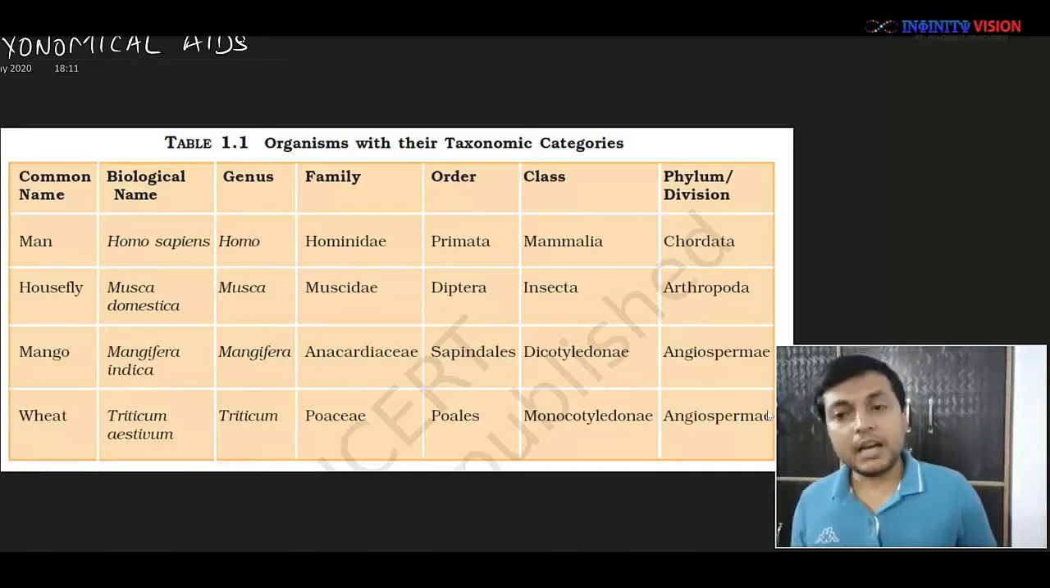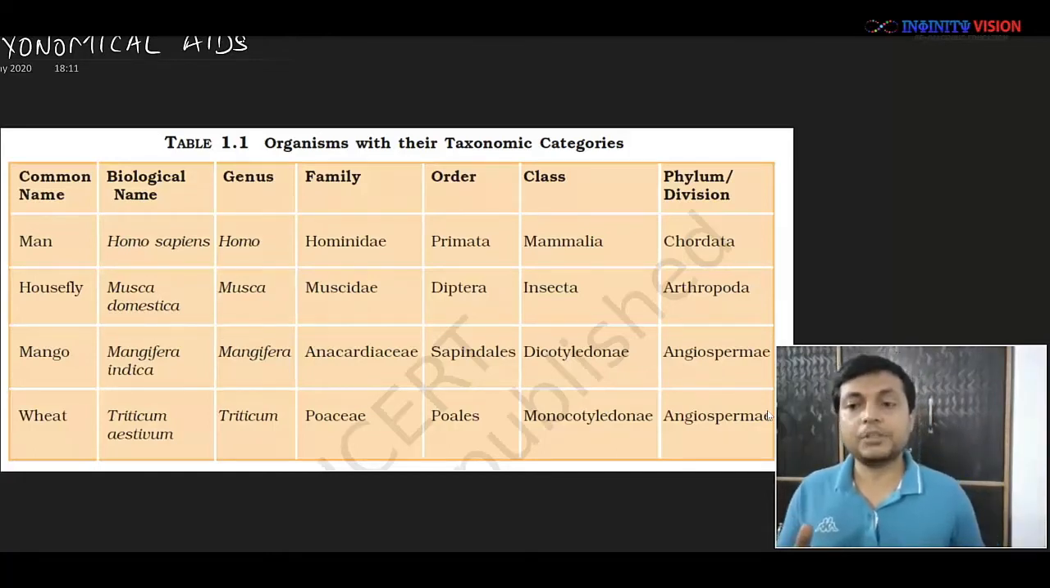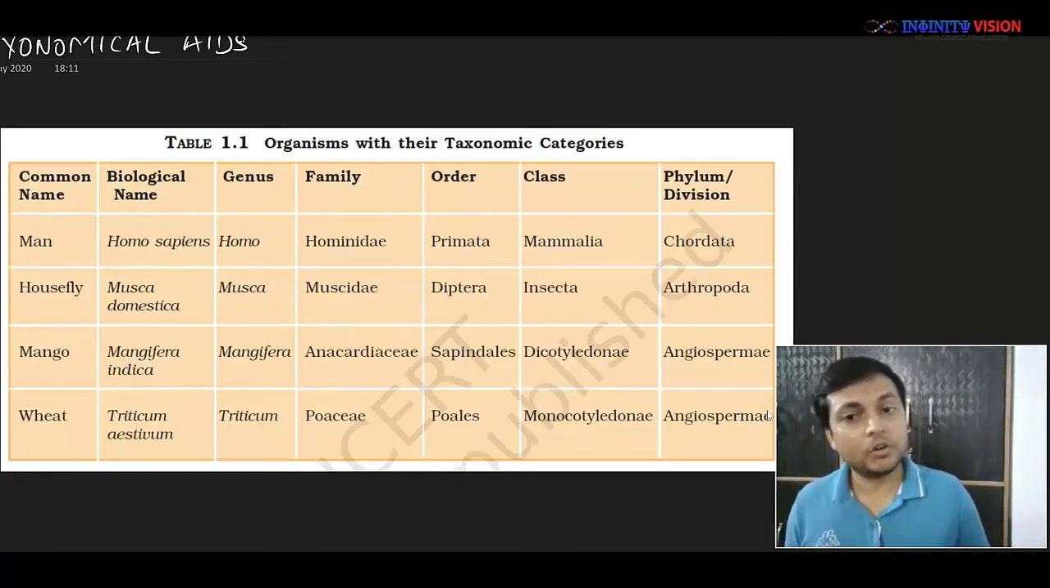The next example given is housefly. Now remember, housefly and Drosophila melanogaster are 2 different things. Drosophila melanogaster is the fruit fly. In biology we talk a lot about Drosophila, but here in this example we are going to talk about housefly, that is Musca domestica. Since the name is Musca domestica, the first name is the generic name, so genus is Musca, family is Muscidae, order Diptera, class Insecta, and phylum is Arthropoda. Just try to remember it.